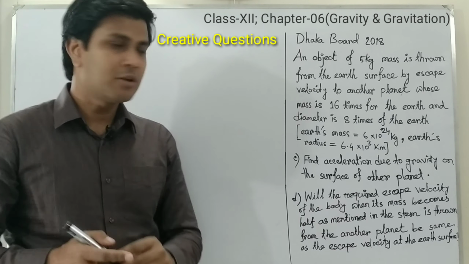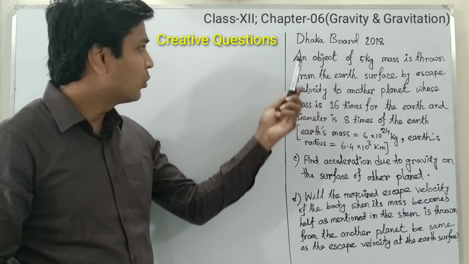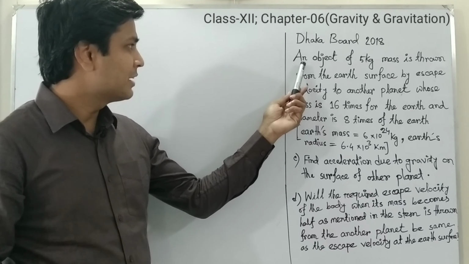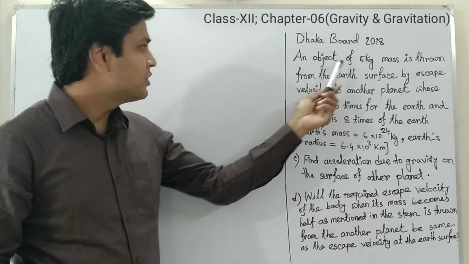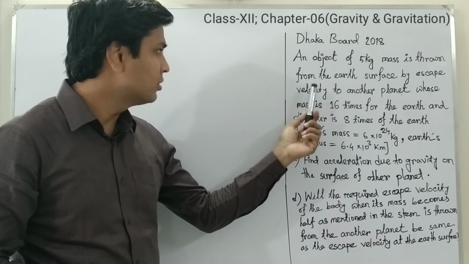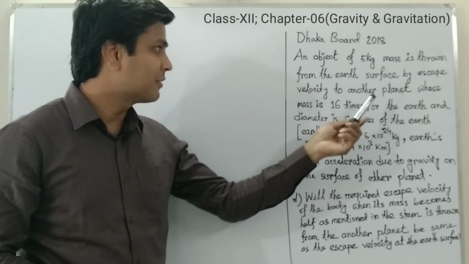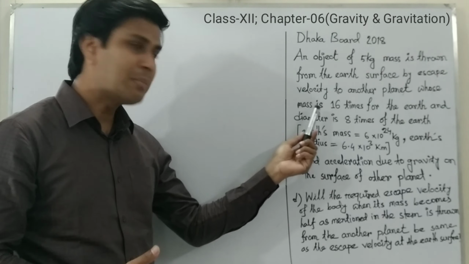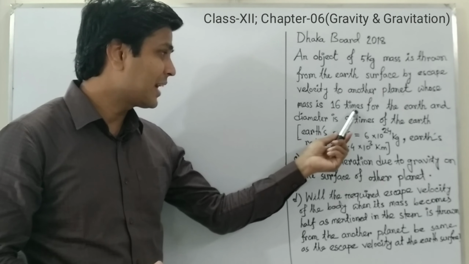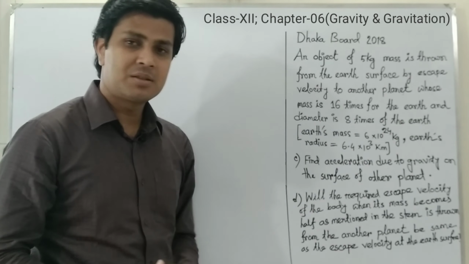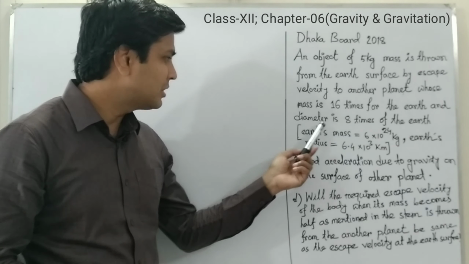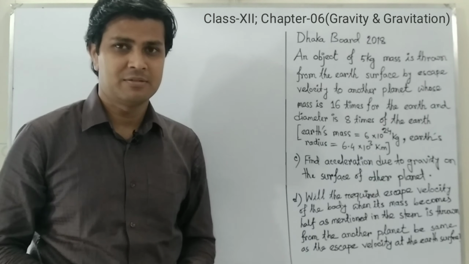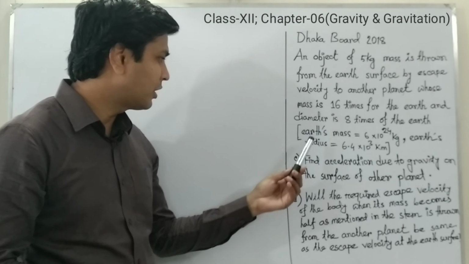First creative question from Dhaka Board 2018. Look at the question. The stem is: an object of 5 kg mass is thrown from the Earth's surface by escape velocity to another planet whose mass is 16 times that of the Earth and diameter is 8 times that of the Earth. There are two values given here.